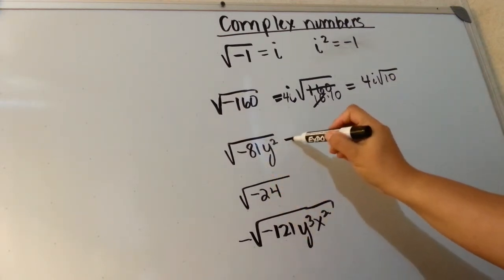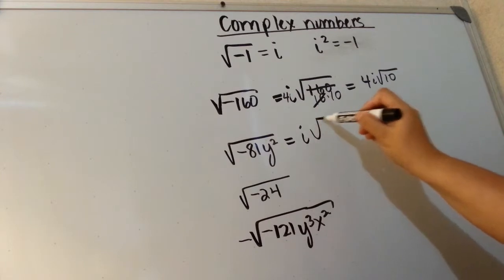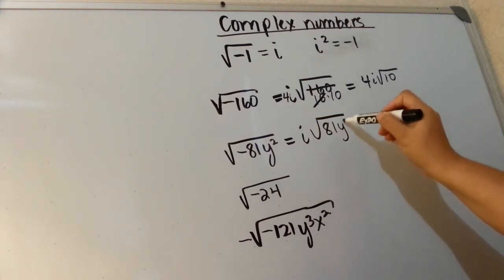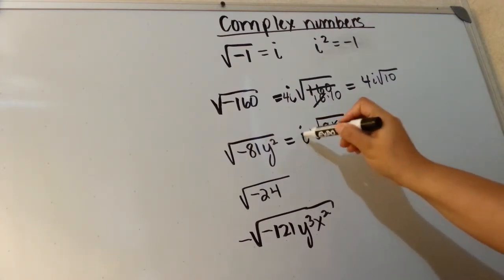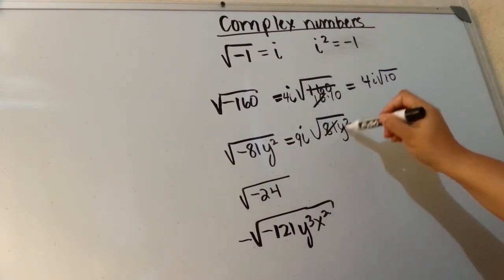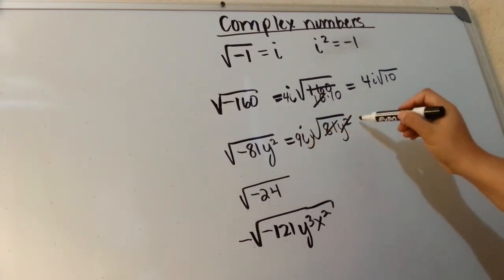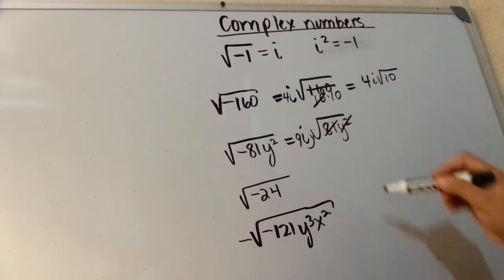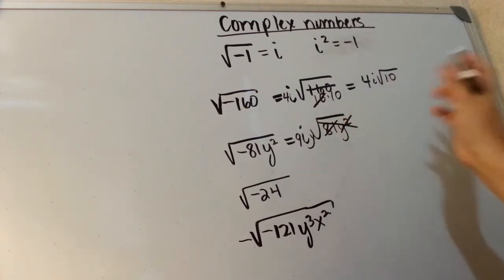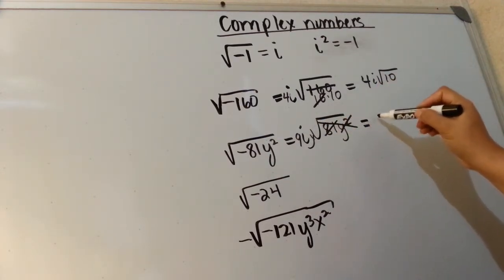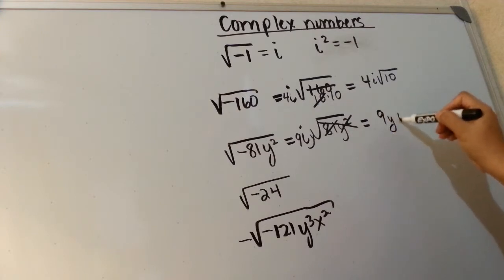This negative sign can come out as an i. This 81 can come out as a 9. And the y squared can come out as y. So there's nothing left inside the square root. Everything's gone, so the whole square root is gone. And your answer would be 9y with an i.